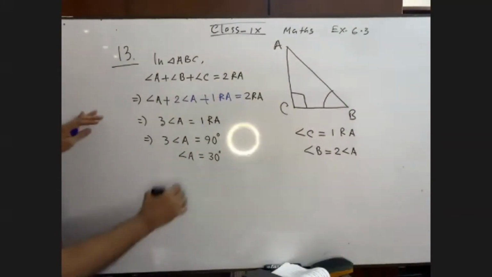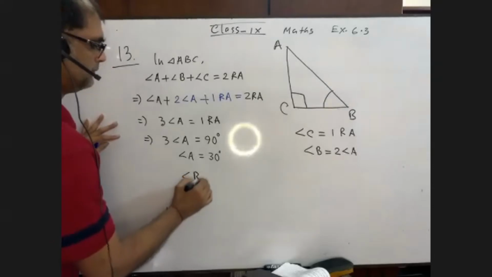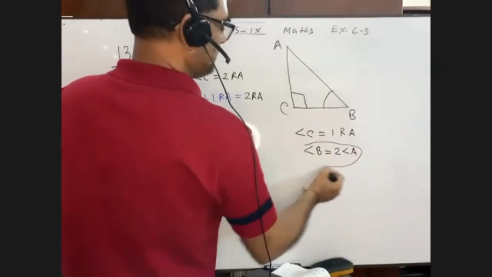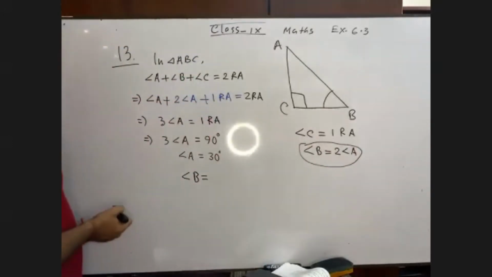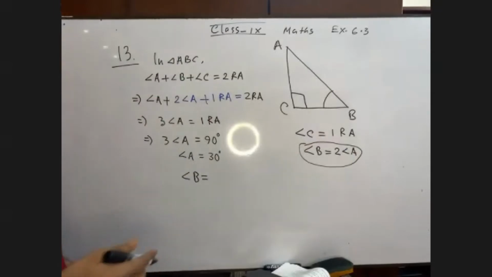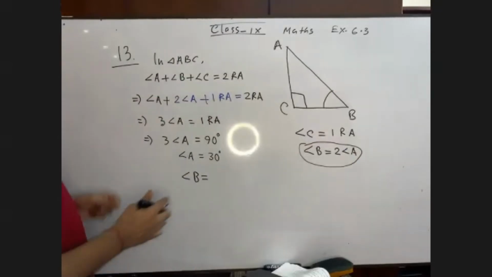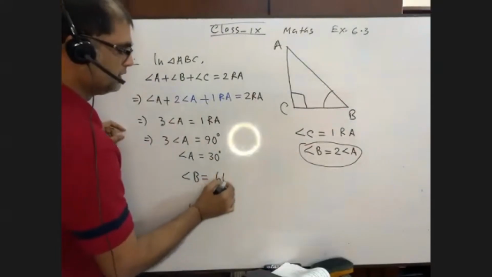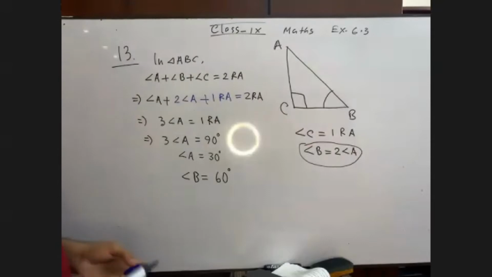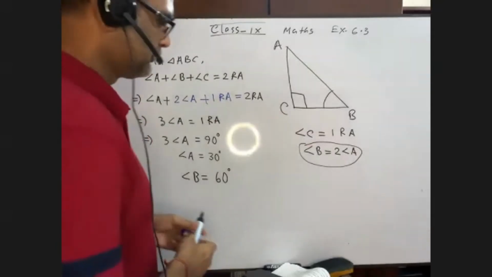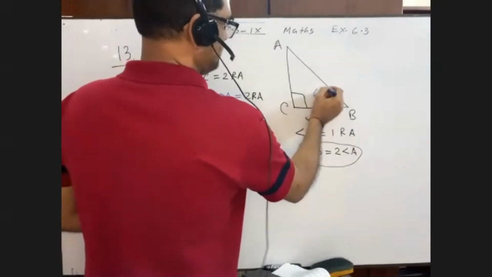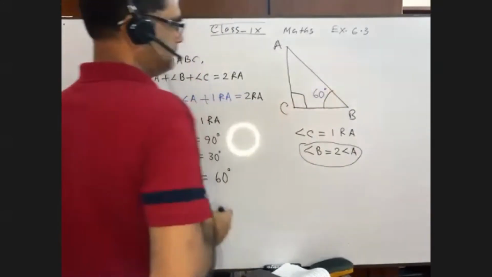So what is angle B? Angle B equals twice angle A, right? If angle A equals 30 degrees, then angle B will be twice angle A. That is, angle B equals 60 degrees. Now please try to understand. It is 60 degrees. That's okay.